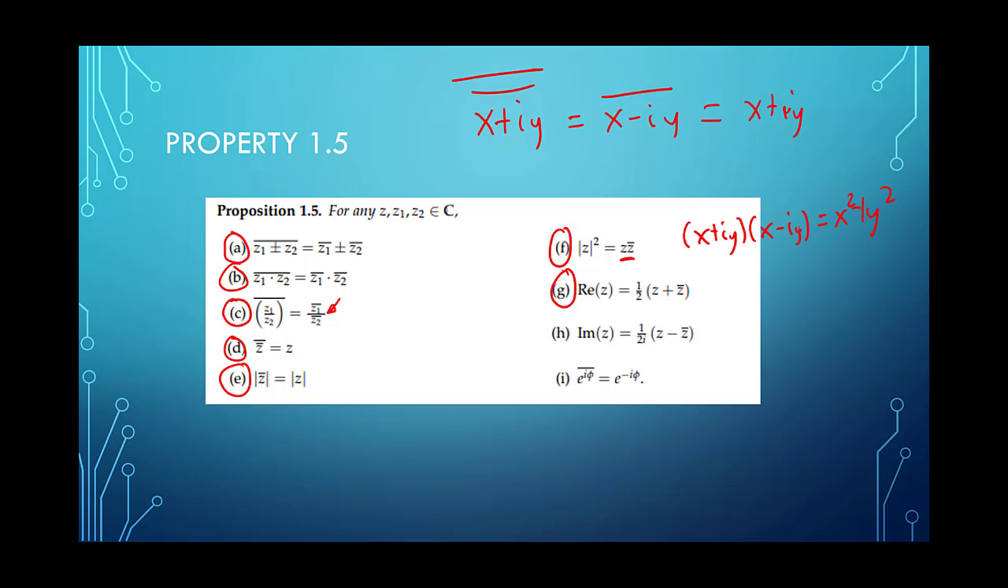Okay. G says that the real part of z is equal to 1/2 times z plus the conjugate of z. And then H says the imaginary part is 1/2i times z minus the conjugate of z. And then lastly, if you have a complex number in exponential form and you take its conjugate, all you have to do is take the negative of its argument. And that should make sense again, because remember, conjugation is not affecting the length. It's just affecting its position with respect to the real axis.